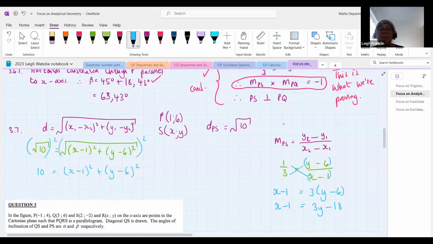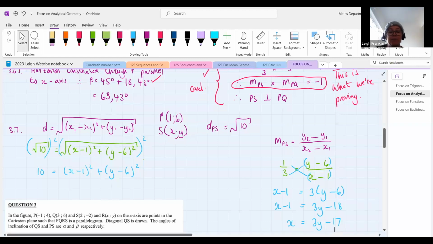Okay, it doesn't matter which variable you make the subject. You've got a 1 in front of your X, so I think it's a good idea to make X the subject of the formula. So you'd add 1 here, you've got to add 1 here, and you'd end up with 3Y minus 17. Can you see there you have created a linear equation from substituting into the gradient formula? Okay, does that make sense to everybody? Are there any questions before I move on? Are we all happy about where this comes from?